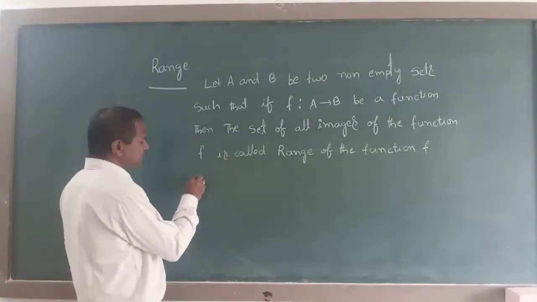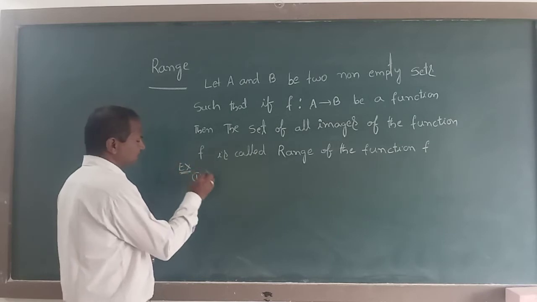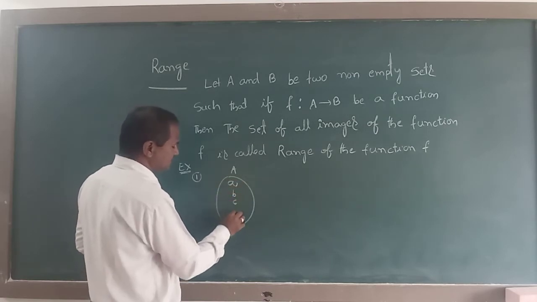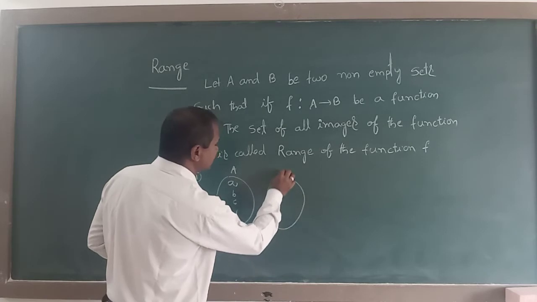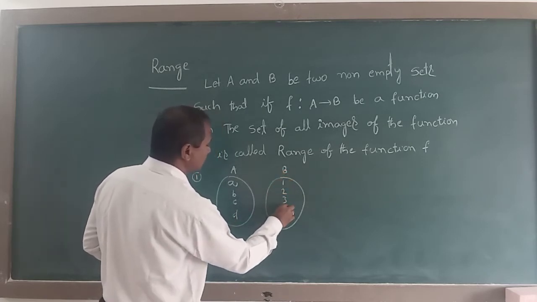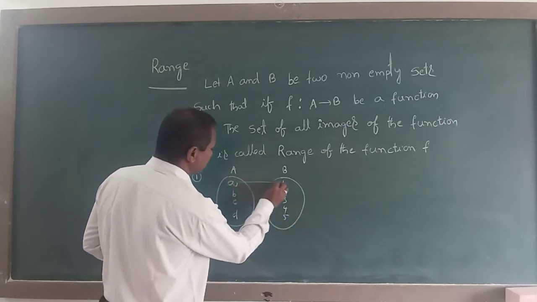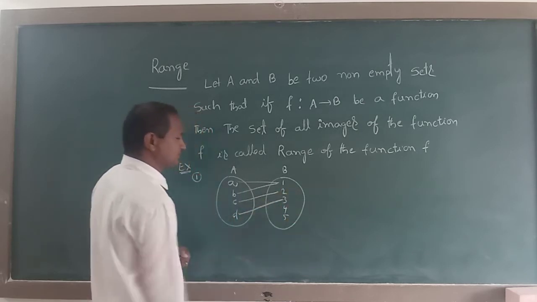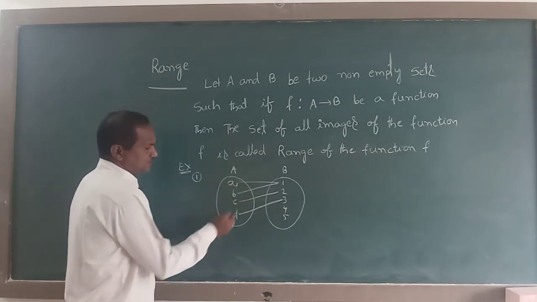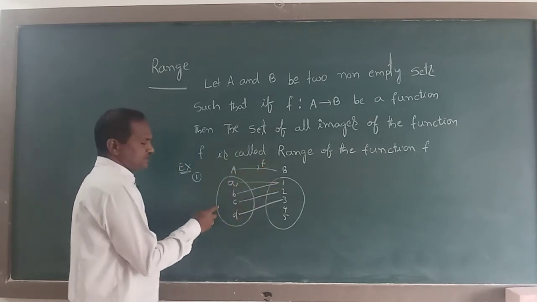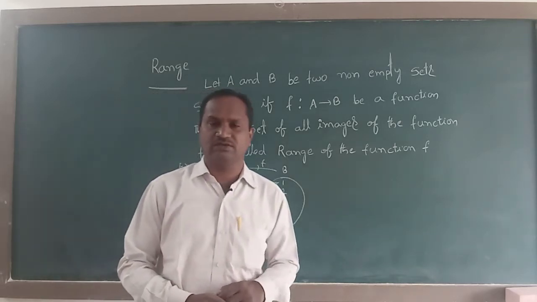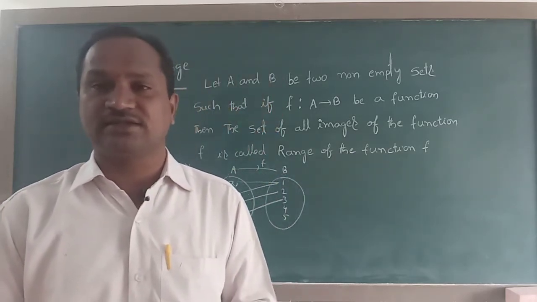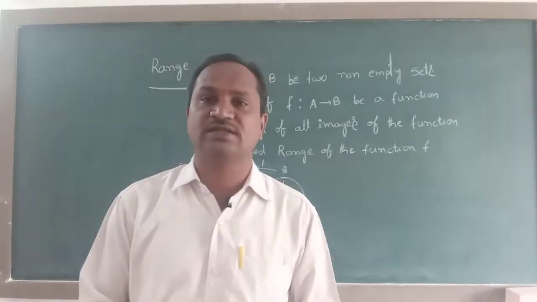First, example 1. Set A is equal to some elements a, b, c, d, and for set B also take some elements 1, 2, 3, 4, 5. A goes to 1, B goes to 1, C goes to 2 and D goes to 3. Here A to B is one function. Two or three elements may have the same image. As I told earlier, repetition can be there in the second coordinates, but we should not get repetition in the first coordinates.